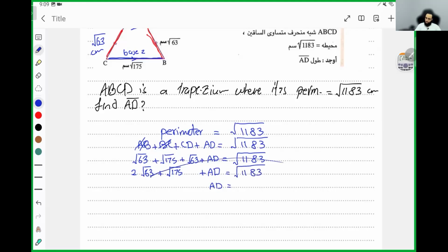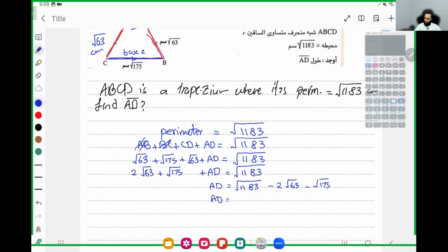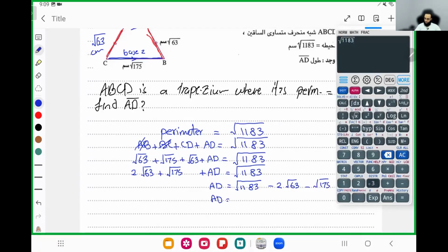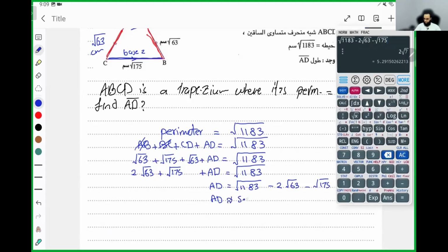Flip them to the other side with an inverse sign. It's root 1183 negative 2 root 63 negative root 175. You know? You can do it with the calculator. Root 1183 minus 2 root 63 minus root 175. Approximately, it's 5.29. Do it with the calculator and tell me what happened.